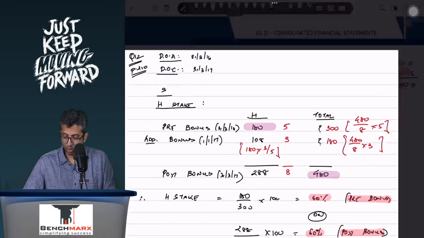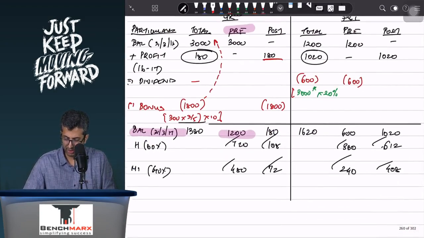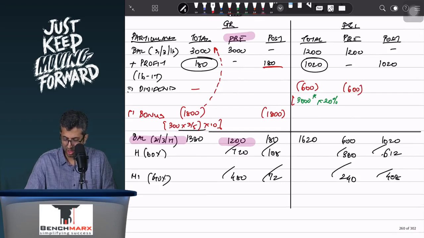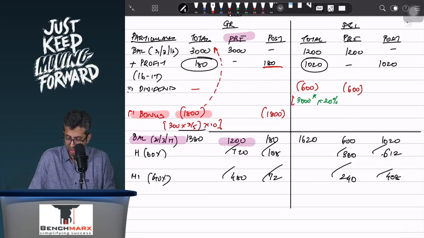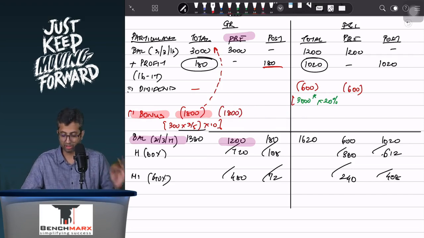So when I go to the bonus adjustment over here, when I do the analysis of reserve, I will say 3000. Isme se 1800 is subtracted. No. Over here I think there is a mistake. This 1800 will be subtracted from the pre-column, and 3000 minus 1800 will come to around 1200. Perfect. Now the remaining 180 would still remain in general reserve if there is no other adjustment.